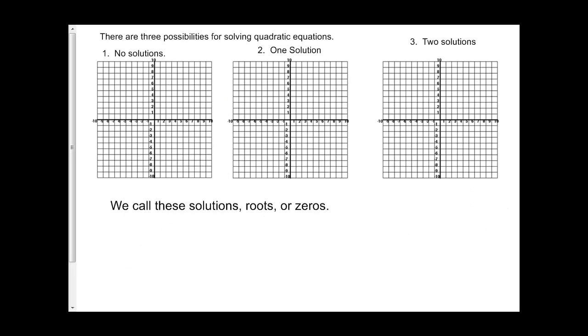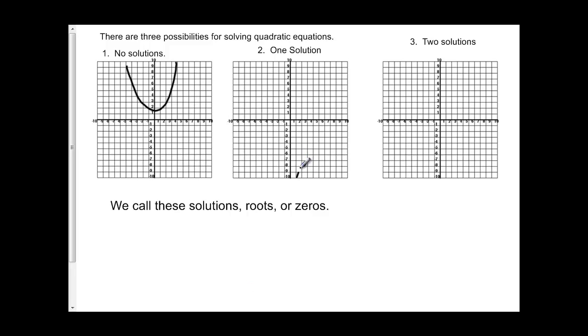Depending on where your graph is, there are three possibilities for solving quadratic equations. The first possibility is that there are no solutions to the equation. What this would look like is your parabola would go down, but it would not get to the x-axis before it would start to move back up. So if it never crosses the x-axis, there is no location on the graph where our y is equal to 0. As a result, there are no solutions here.